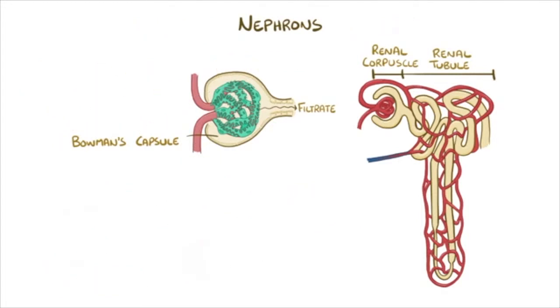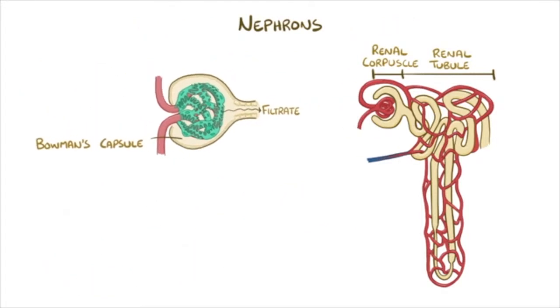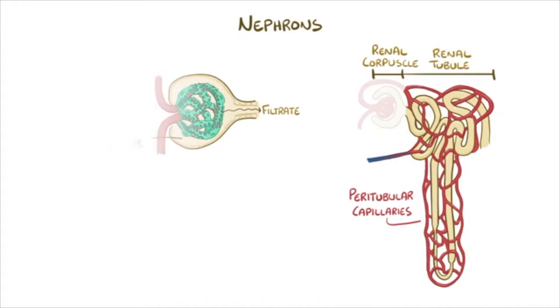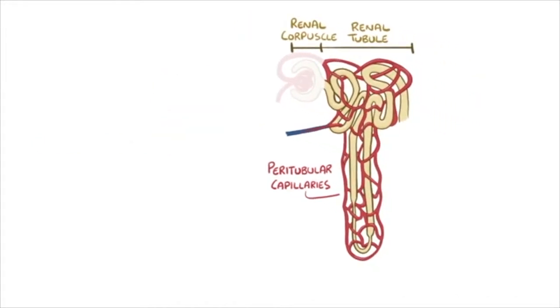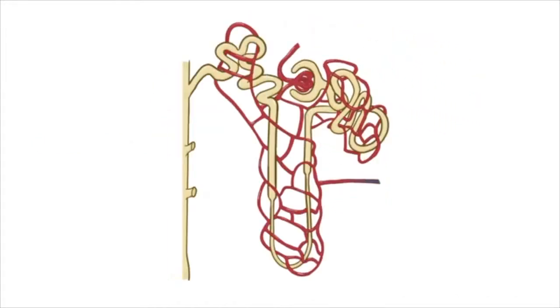As the filtrate leaves the Bowman's capsule, it flows into the renal tubule, which is surrounded by the peritubular capillaries. Now, before we dive too far in here, let's redraw the nephron so that the structure of the renal tubule is a little more accurate.